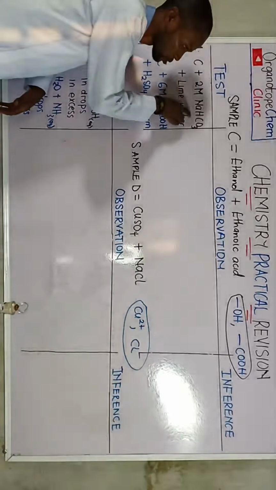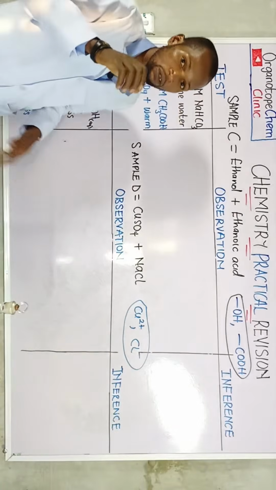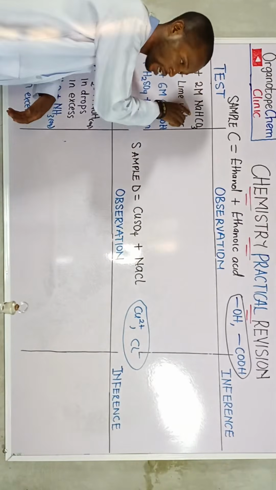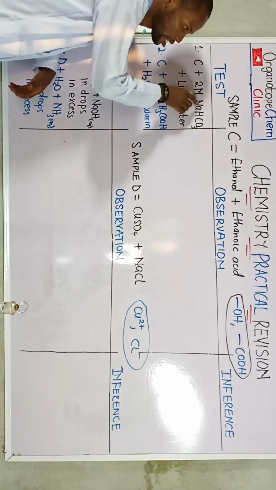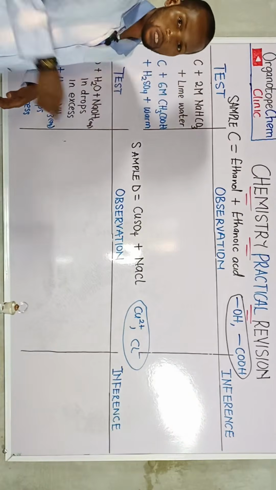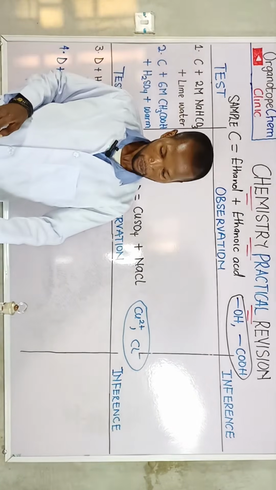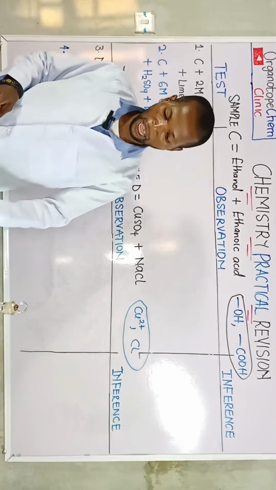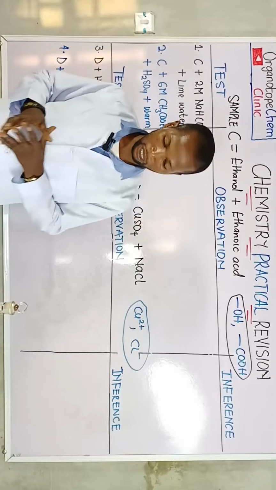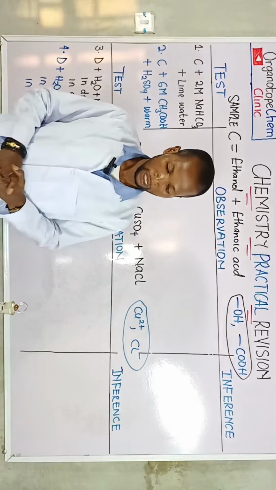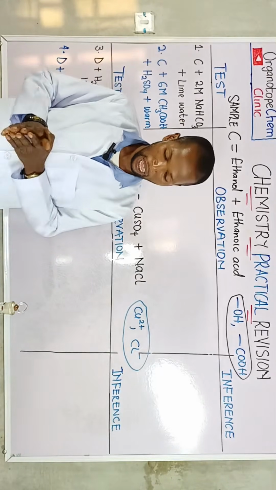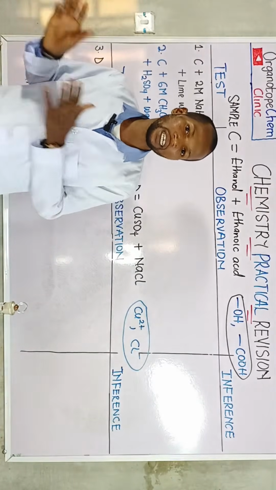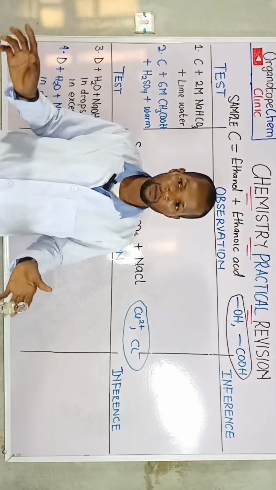Here is the formula for sodium hydrogen carbonate. In the exam, you are not expected to write it in words. You write the molecular formula. Sodium hydrogen carbonate, NaHCO3. Okay? To a small portion of sample C, add 2 molar sodium hydrogen carbonate solution. Then pass the evolved gas through lime water.